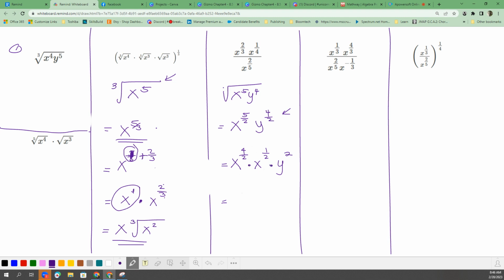So now the x to the power of 4 over 2 becomes x to the 2, and then x to the 1 half, and then y to the 2. Everything that has a whole number exponent goes outside of the radical sign. So this becomes x squared, y squared, and then this part right here becomes x to the power of 1 with index 2, or in other words, x squared, y squared, square root of x. So this is the simplified version of this problem. Okay, so this is the first part of the video. The second part will be working with these other problems in here.